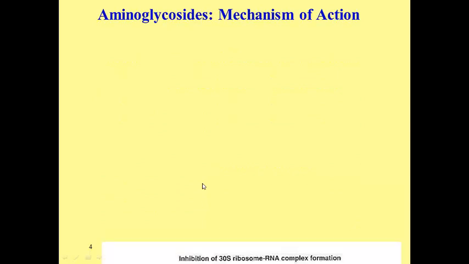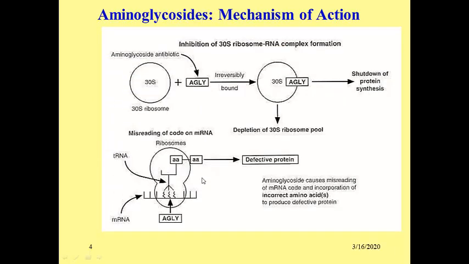The mechanism of action of aminoglycosides is as follows. Aminoglycoside irreversibly binds to the 30S ribosomal subunit, resulting in shutdown of protein synthesis, or defective protein biosynthesis. And this is bactericidal, active against gram-negative aerobes.